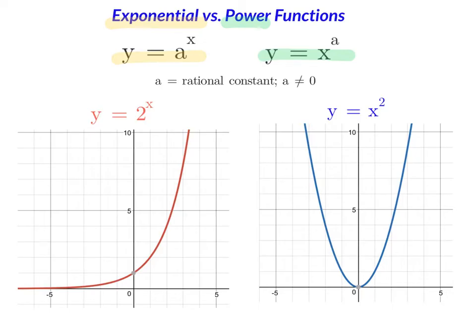Something else I want to touch upon is the difference between exponential and power functions, because they're easily confused. An exponential function is some a to the x, where a is a rational constant that's not equal to 0, and a power function is x to a rational number. The basic difference here is that this red graph, 2 to the x, is an exponential function, where x to the power of 2 is just a power function.